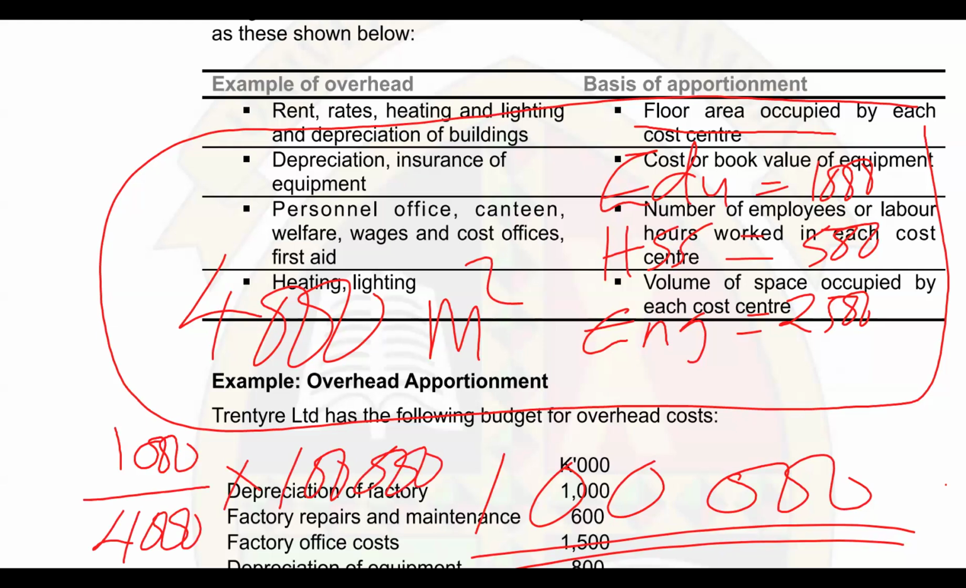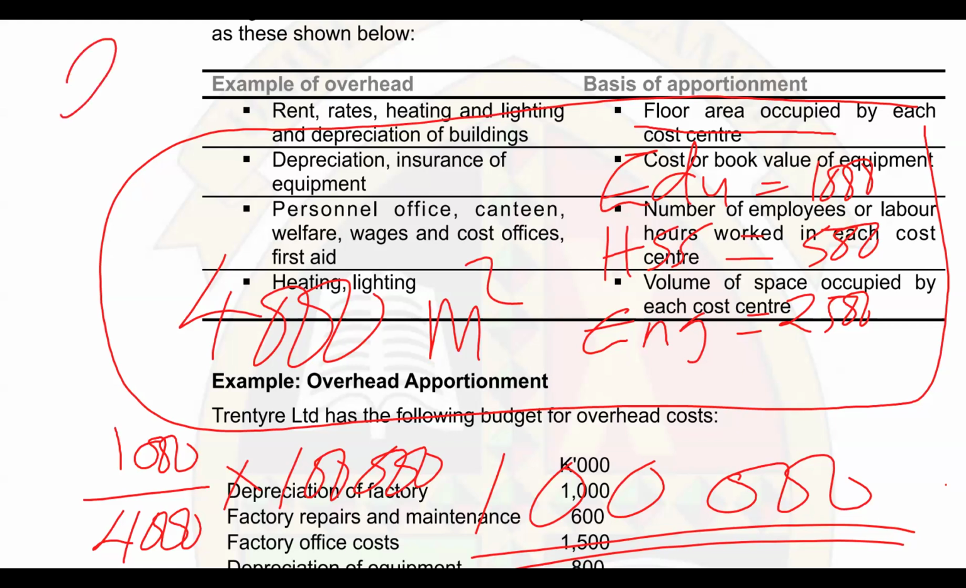Is that clear? So you say, what will be the amount? How much will the School of Education contribute? 1,000 divided by 4,000 is what? 0.25 times the 100,000. How much? 25,000. Thank you.